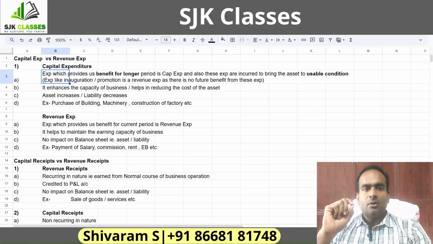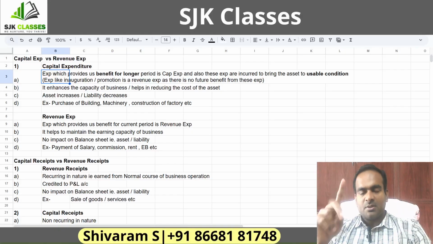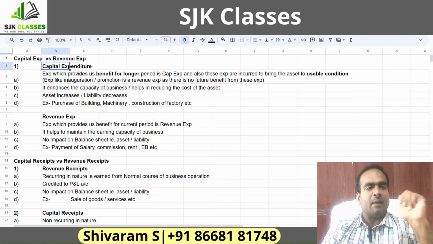We are going to focus on two key concepts in this session. The first one is capital expenditure versus revenue expenditure. The second concept is capital receipts versus revenue receipts. Now, what is the difference between these two? Let's start now. First one, we'll focus on capital expenditure.